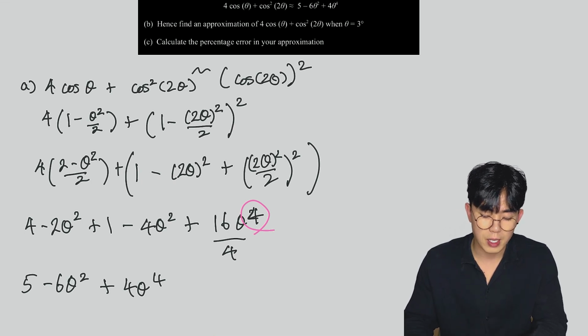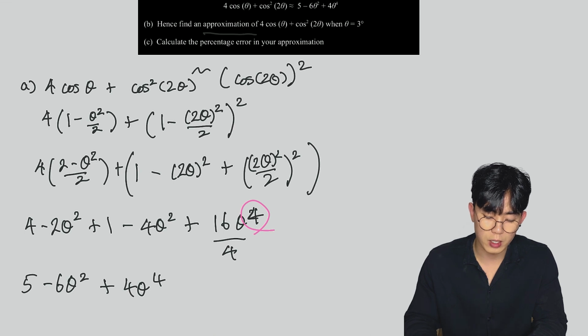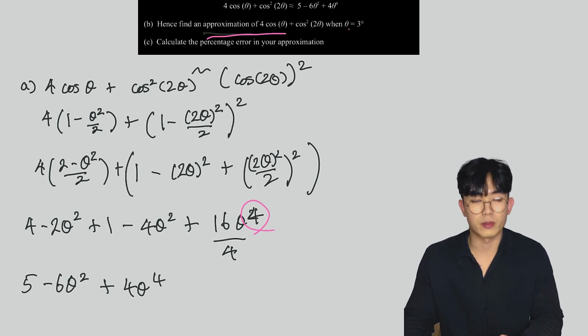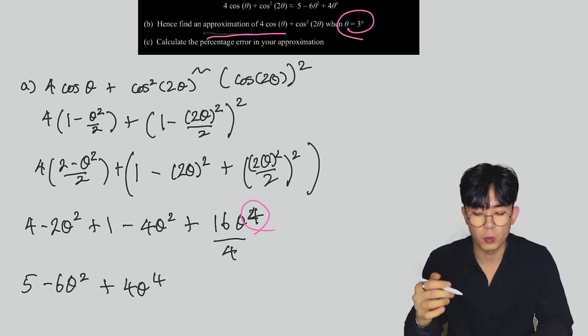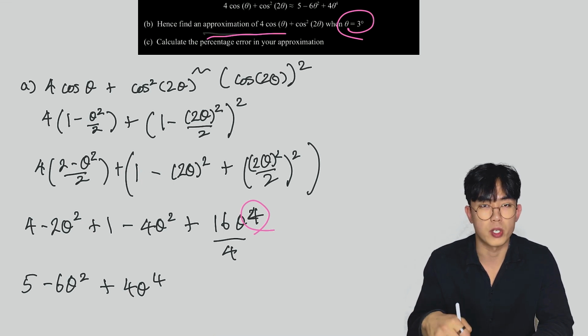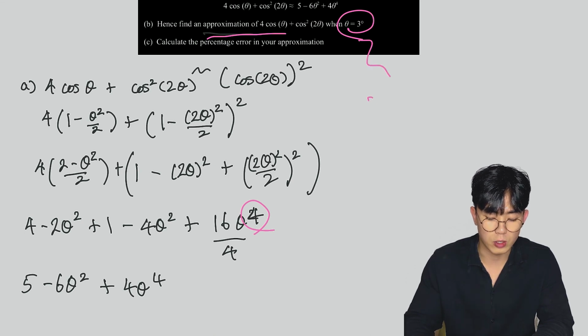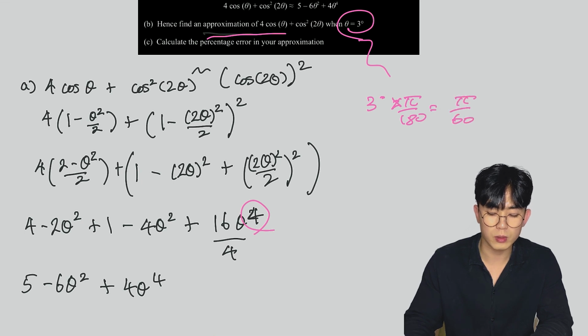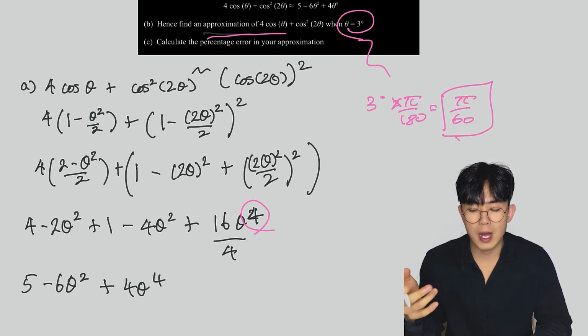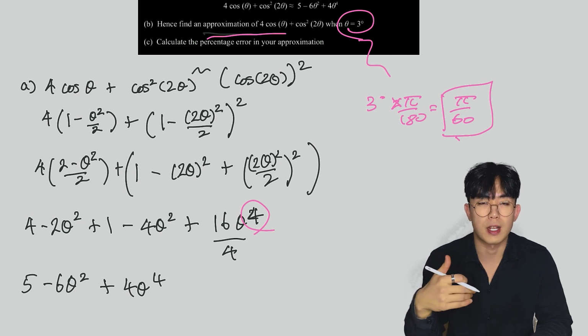Okay, in part B, it says, hence, find an approximation of this when theta is equal to 3 degrees. As I mentioned in the very beginning, this only works for radians. We are given it in terms of 3 degrees, right? So if I was to plug this value 3 into this approximation, we will get the wrong answer. Instead, what I have to do now is change this 3 degrees into radians. We learned in the radians video before, right? So we just have to times this by pi over 180, which means we get pi over 60. Once you've identified this, now I can plug pi over 60 into our approximation, and that will give us the correct answer.